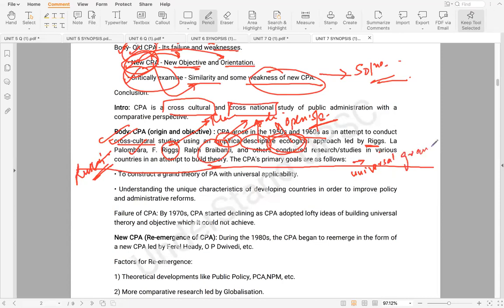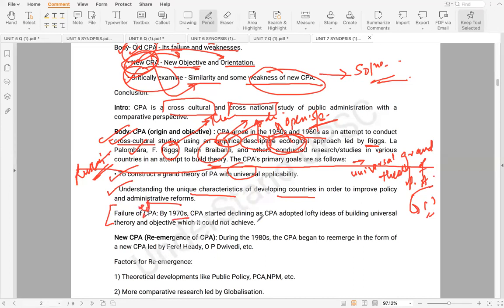We wanted to come out with a universal grand theory of public administration. And second was obviously comparing the characteristics of developed and developing countries, etc. So, to construct a grand theory of public administration which had universal applicability. And second, understanding the unique characteristics of developing countries in order to improve the policy and administrative reforms. This was the old CPA. Now we'll talk about the failure of old CPA.